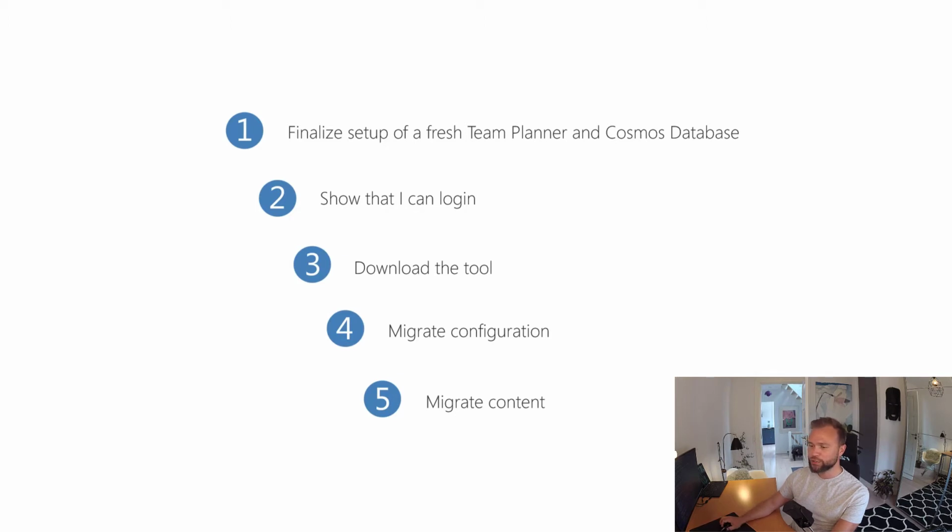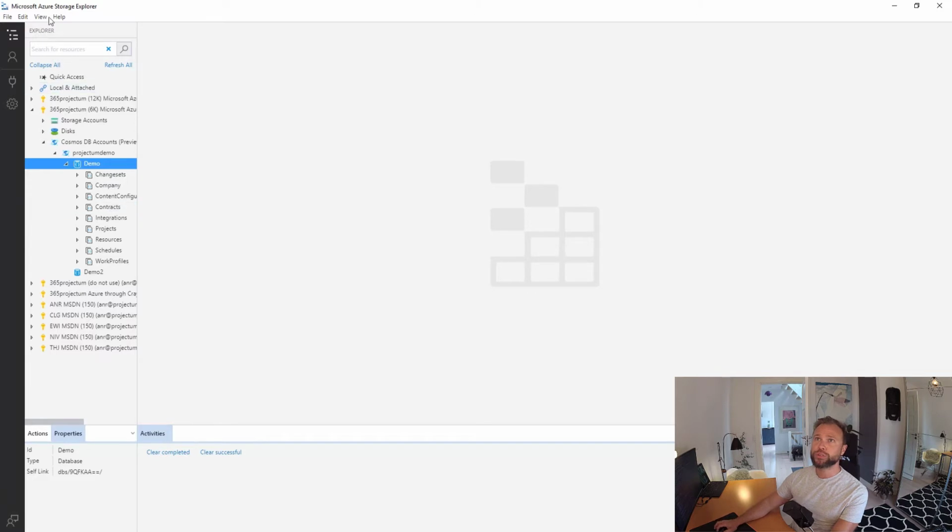And I'll just take you to one of my favorite tools. If you don't have it already and you are an administrator of a Team Planner, go ahead and download this. It's Microsoft Azure Storage Explorer, and it allows you to operate and view data right in this application. What we're seeing here is I have a Cosmos account called Projectum Demo, and in that there is a database called Demo.